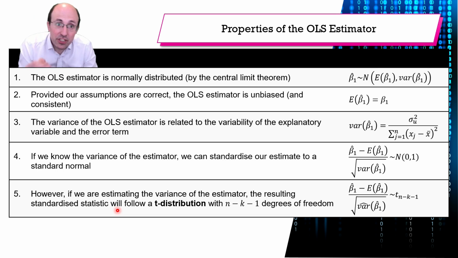And it would follow a t-distribution with n minus k minus 1 degrees of freedom, where k is the number of explanatory variables. So when we've been estimating the relationship yi is equal to beta 0 plus beta 1 xi plus ui, we've got one explanatory variable. We're estimating two coefficients, so we'll have n minus 2 degrees of freedom.